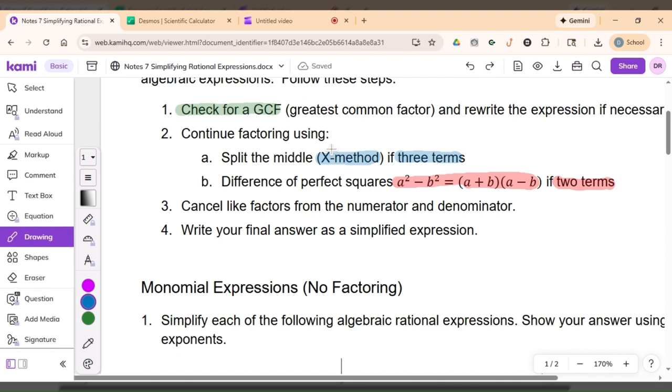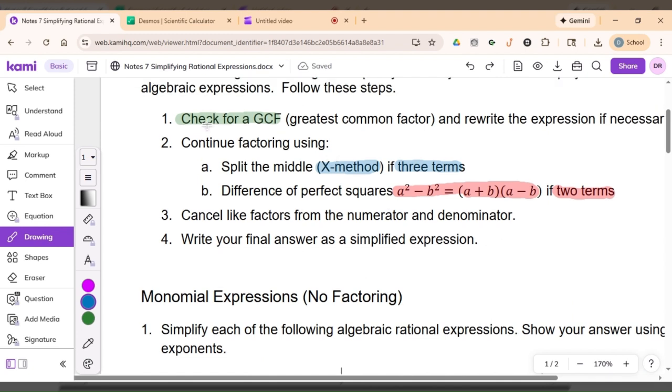But with these, step 1 is kind of new to us. We're going to check for a greatest common factor. Specifically, if we only see 2 terms today, that's kind of the tip that you should be looking for this. So we're going to see if any terms have anything in common. After that, we have one of 2 choices. We'll use the X method where we have 3 terms, and we have difference of squares when we have 2 terms. So we're looking for how many components our fractions have. Does our numerator have 2 or 3 terms? And we're going to have strategies for each. And then what's going to happen is we're going to cancel what's in common.